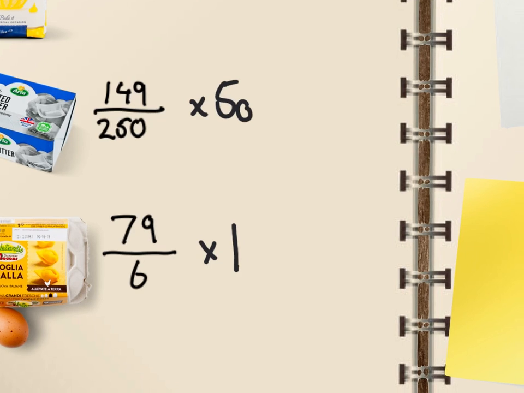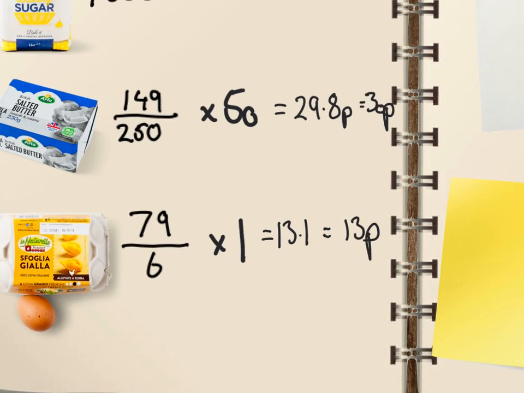Then with your butter, it's the same calculation. It's 149 divided by 250 times 50 equals 29.8 pence. Now we don't get 29.8 pence, so it becomes 30 pence. Then again with your eggs, it's the same calculation regardless of what we're using. 79 divided by 6 times 1 equals 13.1. Again, we don't get that. We need to round that to the nearest penny, which is 13 pence.